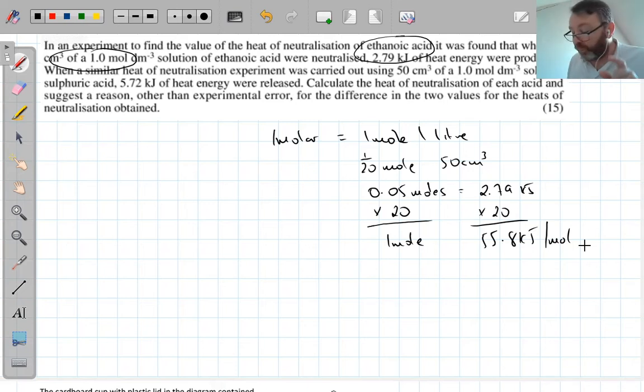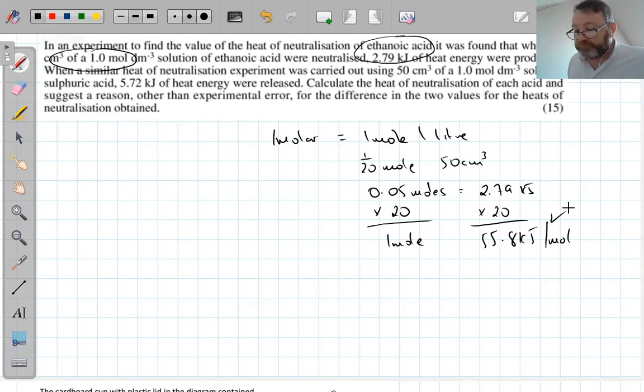Now, just a little word here. 55.8 kilojoules is not the magic number of 57. And the reason why it is not the magic number of 57 is that 57 kilojoules per mole is reserved only for strong acids and strong bases. This ethanoic acid is a weak acid, so we expect the value to be a little less than it would be if it was a strong acid or a strong base. So that is actually in line with our expectations.